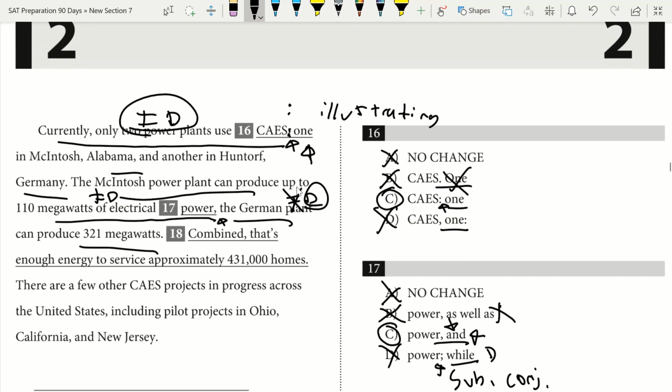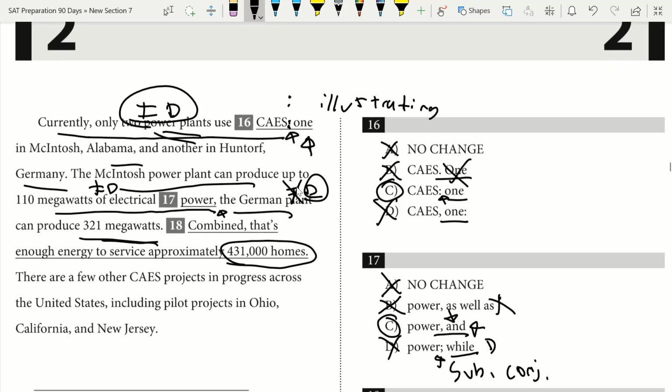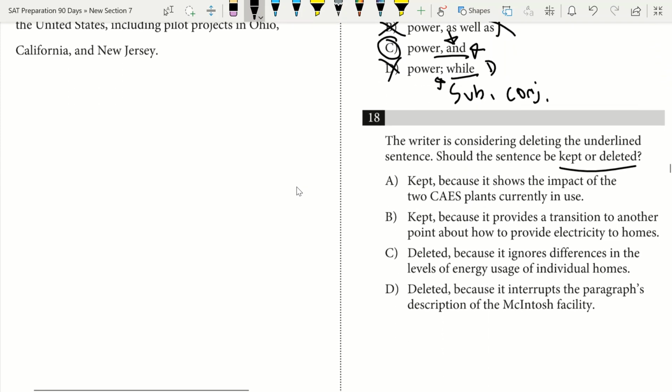Well, I know I have to keep it because I'm talking about two power plants up here, and I'm talking about the amount of power they produce, but I want to know why that power is significant. Well, it's significant because it can power 431,000 homes. So that's giving me an answer to my why and explaining why this evidence matters. Okay, so I want to keep that because it's explaining why my evidence matters.